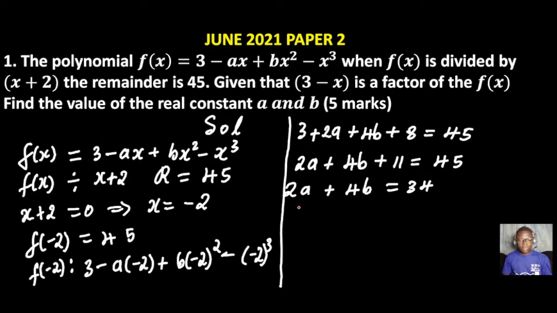If we simplify our result, we're going to have a plus 2b equal to 17. Now we're going to name this our equation 1.